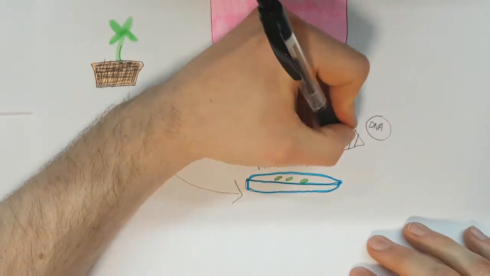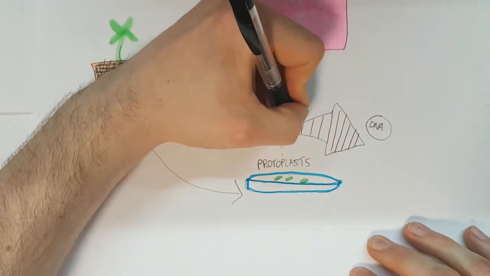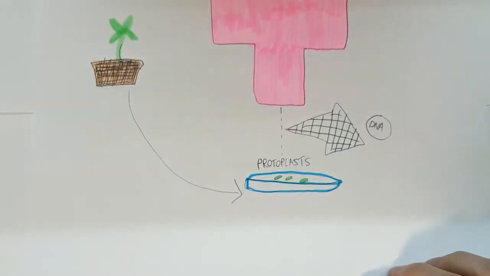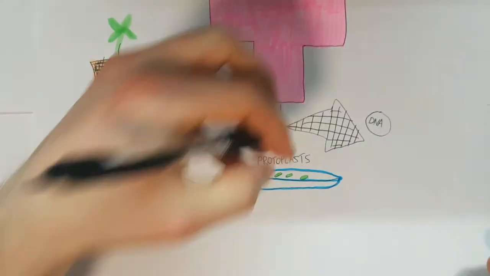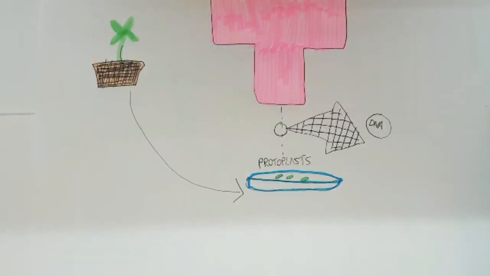Gold or tungsten particles are fired at high velocity, usually at the protoplasts of plants. These particles are coated with DNA, that is, DNA which will allow the expression of desirable characteristics chosen by the scientists.